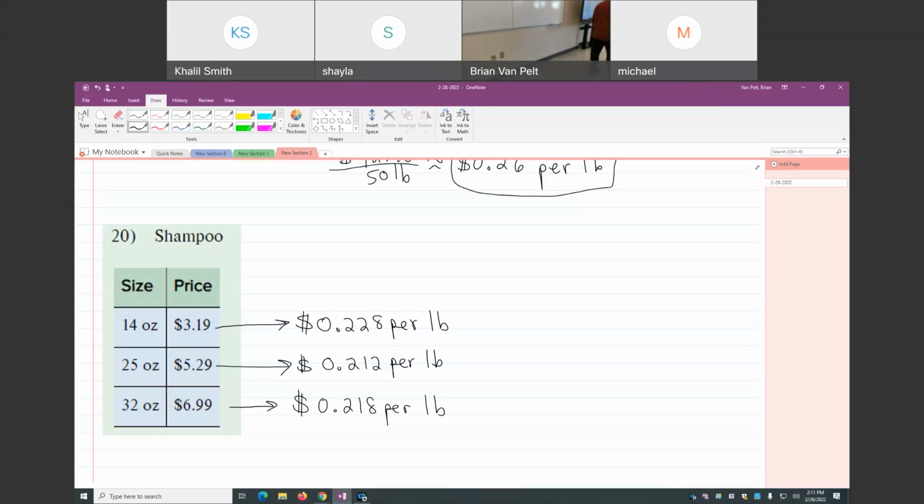Best deal of the 3. Middle one, isn't it? A little more than 20 cents per pound. There's our best buy. Any questions? This is something you've probably done in stores your whole life. I'll let you have a preference for whatever the product is. That's a different question.